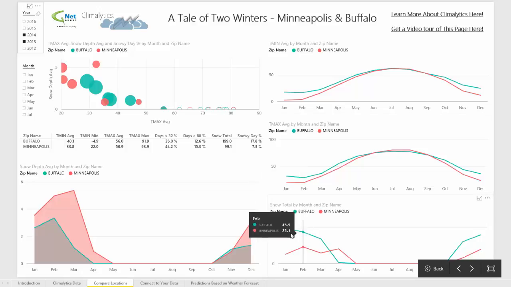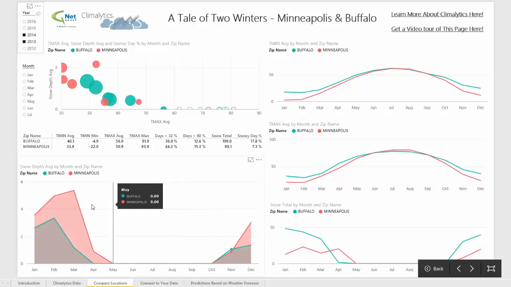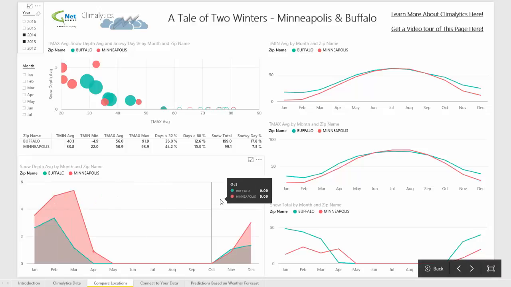And then looking at the snow totals, what's interesting is Buffalo actually gets more snow. But then over here on the bottom left, you'll see that the average snow depth is greater in Minneapolis. And we can guess that the reason for that is that there are days where Buffalo is getting above freezing and some of that snow is melting.